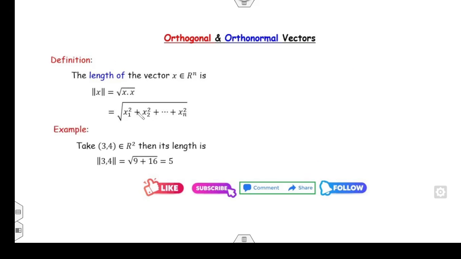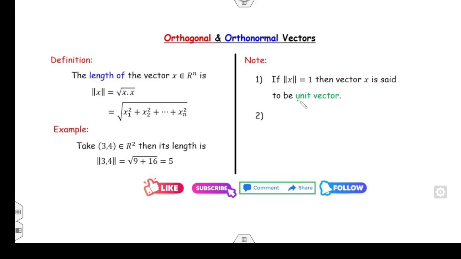For example, if the vector is 3 comma 4, then how can you find the norm? That is 3 square is 9 plus 16, that is 25, root 25 is 5. Make sure, students, that whenever the length is 1, then you can say the vector x is a unit vector. Whenever the norm of x is 1, the vector is said to be a unit vector.